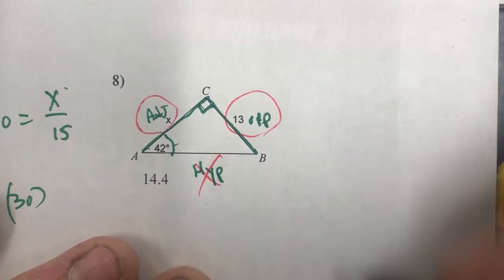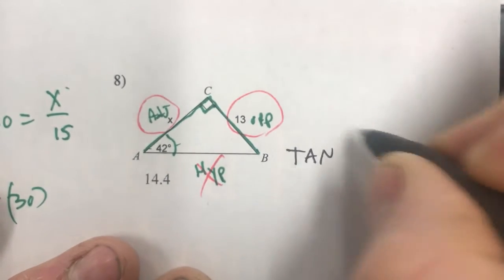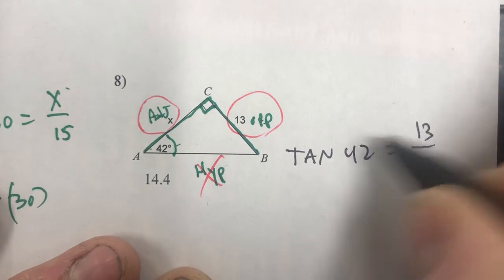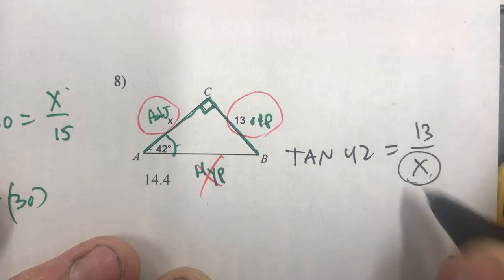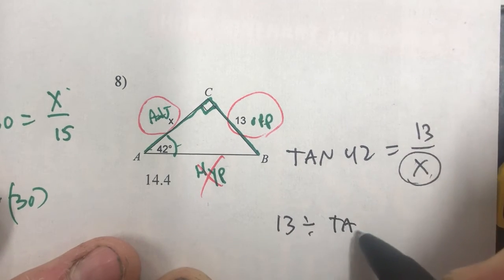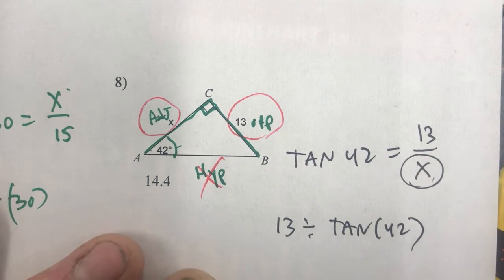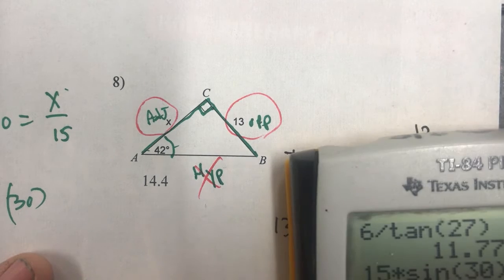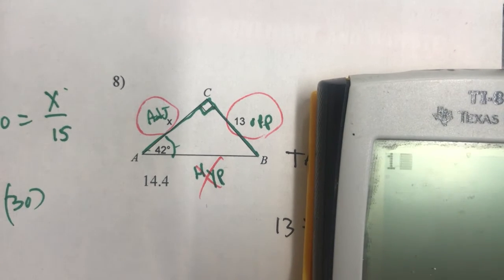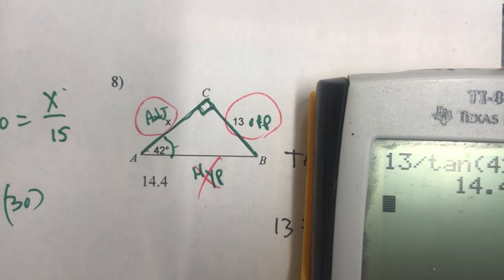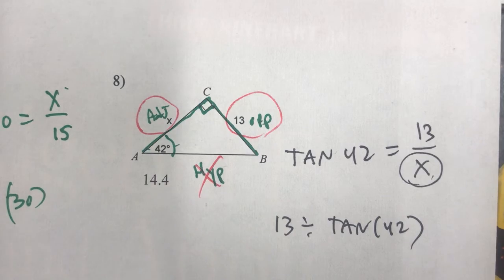So to set this one up, this is going to be tangent of my angle 42 equals the opposite 13 over the adjacent X. X is in the bottom, which means divide. I do 13 divided by tangent 42. Okay. So 13 divided by tangent 42. And it looks like 14.4. Look there, we got her.